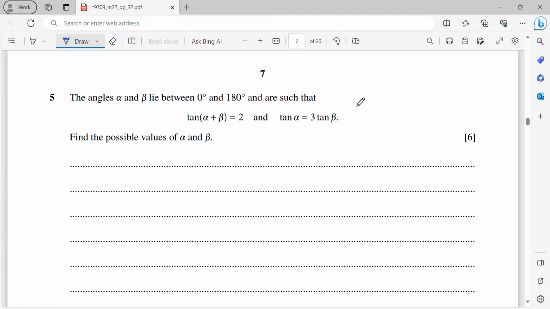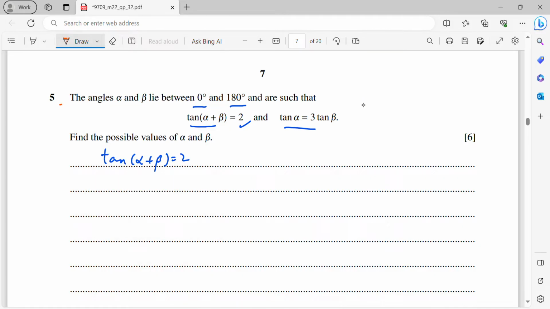Okay, question number 5. The angles alpha and beta lie between 0 and 180 degrees, and such that tangent of alpha plus beta is 2, and tangent alpha is 3 tangent beta. Find the possible values of alpha and beta. Now, I will start with this expression. So tangent of alpha plus beta equals 2.